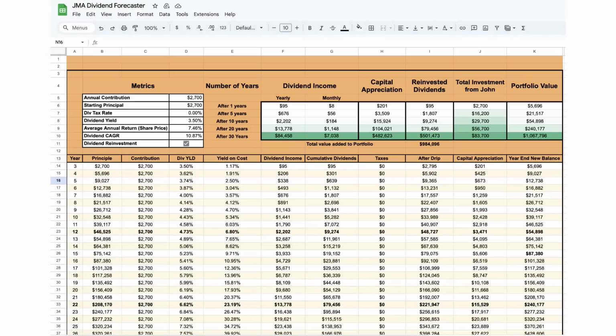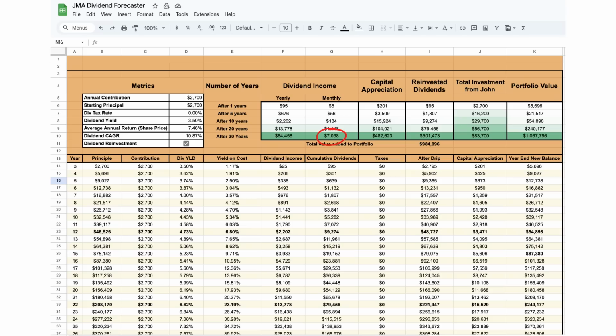After a year, this investment is projected to be valued at $5,696. In 10 years, it's projected to reach $54,898. Moving on to 20 years, this is projected to reach $240,177. At the 30-year mark, John's monthly contribution strategy will take him to an investment valuation of $1,067,796, paying an annual dividend of $84,458 or $7,038 monthly.